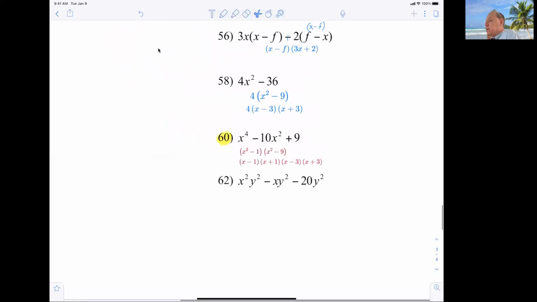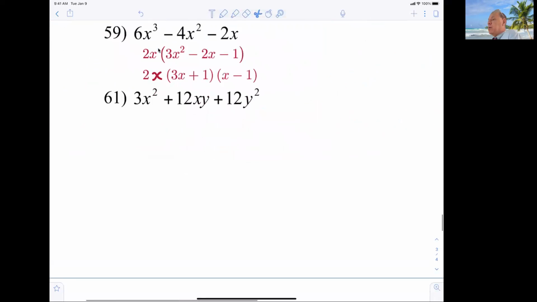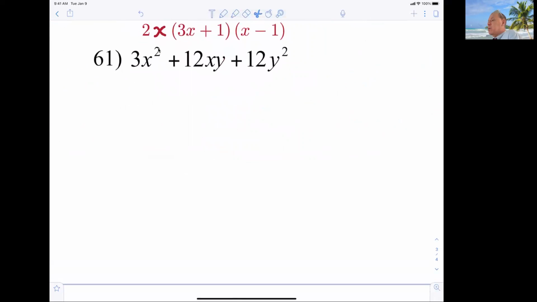Let's just do 61. What am I doing on 61? James, what am I factoring? 3. I'm ignoring you, Michaela. x squared plus 4xy plus 4y squared.